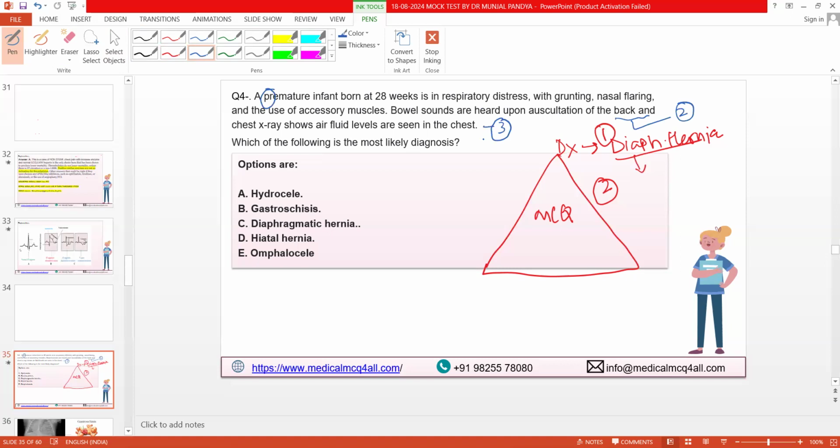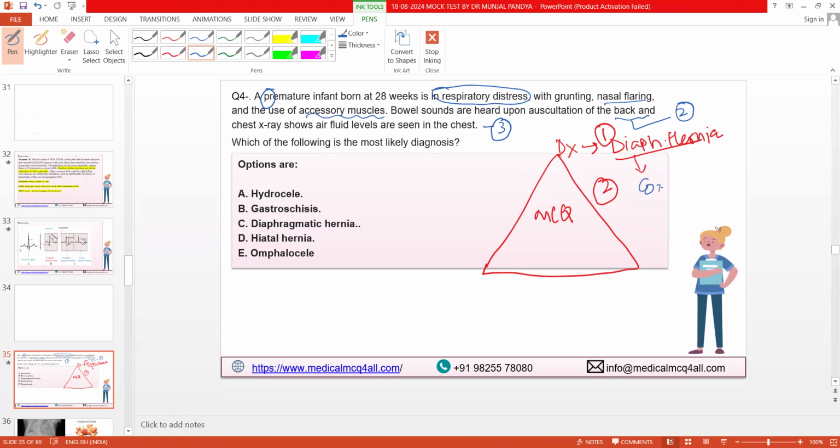That is why, because air fluid level normally you cannot see in the lung. You can see it in the abdomen, or in acute abdominal obstruction, where you see the air fluid level. So something went up, because everything is in the chest now. And why does the patient have respiratory distress? Because of the compression of the lungs. That's correct. So compression, respiratory distress, hypoxia because of contents coming into the chest. And that is why grunting, nasal flaring, accessory muscle use. These are all signs of respiratory distress. Wonderful.